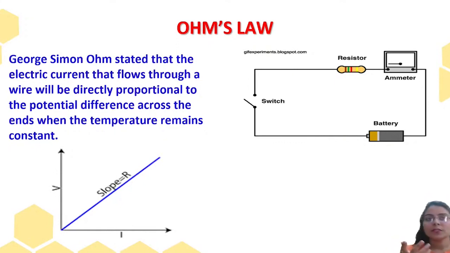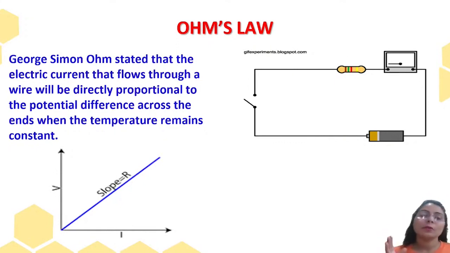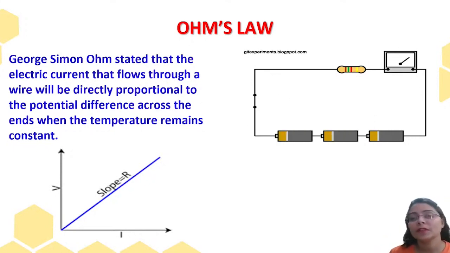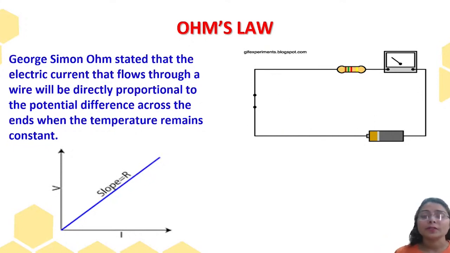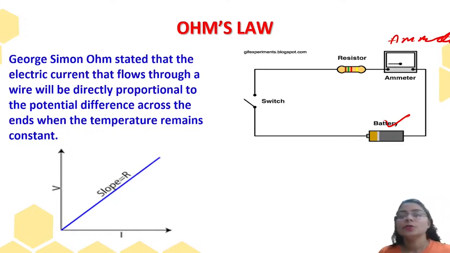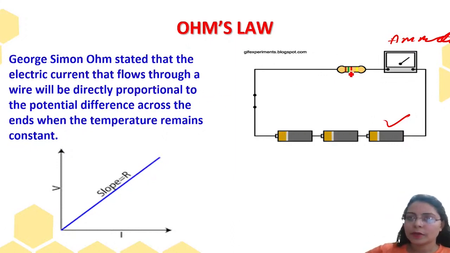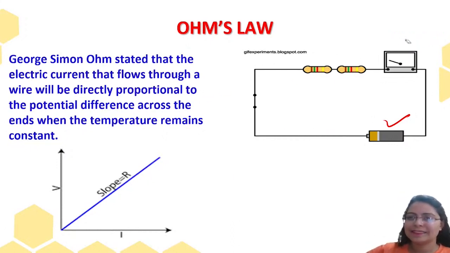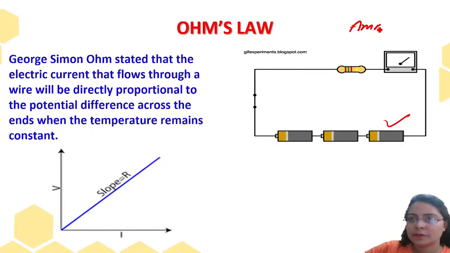Once upon a time, George Simon Ohm was doing an experiment with an electric circuit, and he noticed something. Suppose there is a battery and an ammeter. I have already told you that an ammeter is a device used to measure the electric current. I'm writing it here in this ammeter.